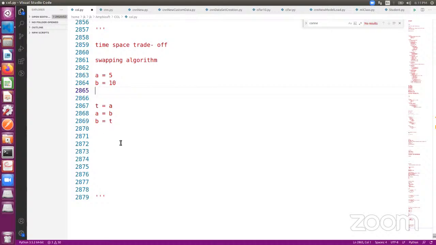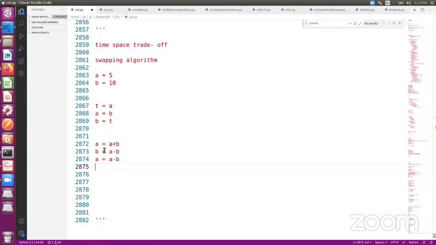So it got swapped. Now without using a temporary variable, you have to use addition and subtraction operations. A is equal to A plus B. B is equal to A minus B. And again, A is equal to A minus B only.